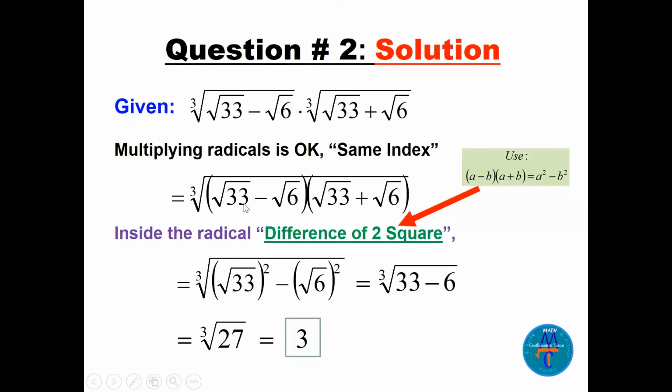Square root of 33, this is like A, minus square root of 6, this is like B. And then you have the same number here, A plus B. We have a formula here, difference between two squares. So you can square the first one, which is 33, minus square the second one, according to the formula here. 33 minus 6 is 27. Cube root of 27 is only 3. So the whole answer is 3. The question looks difficult, but now it's easy by the answer.